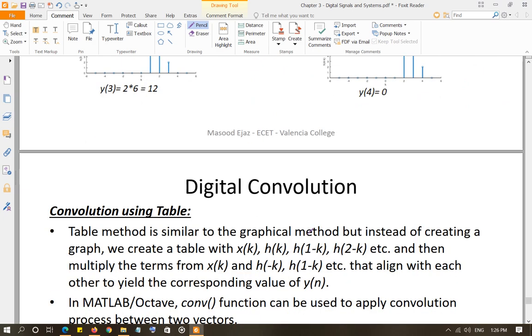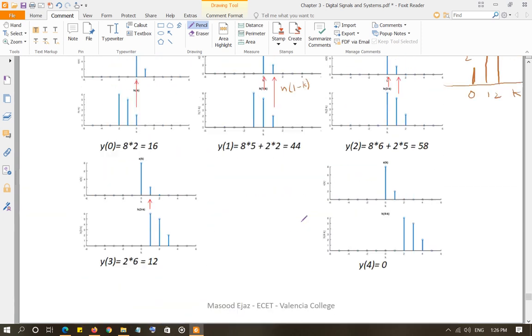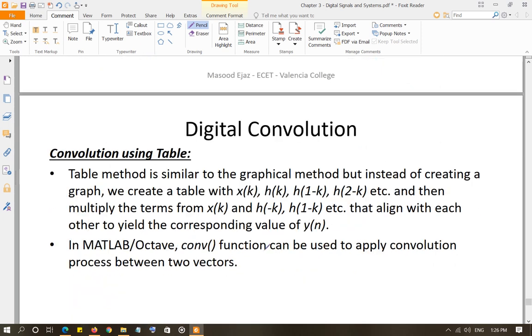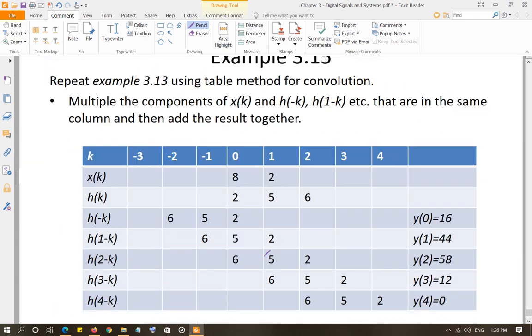So the last method is perhaps the most simplified method. Basically, what is the last method? You're putting this graph in table form, as simple as that. So if we look at the same example, we have x of k as 8 and 2, and h of k as 2, 5, 6. Now we take h of negative k, so we flip it about the y-axis. This is our y-axis 0, so we flip it about the y-axis. So 2, 5, 6 become 6, 5, 2.